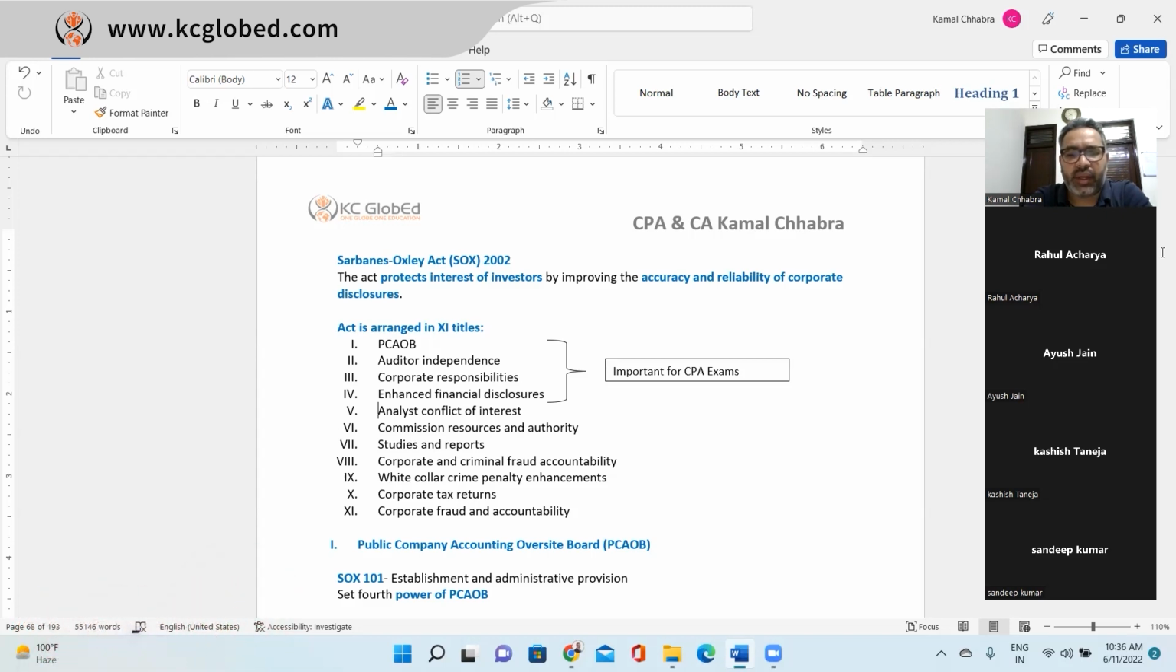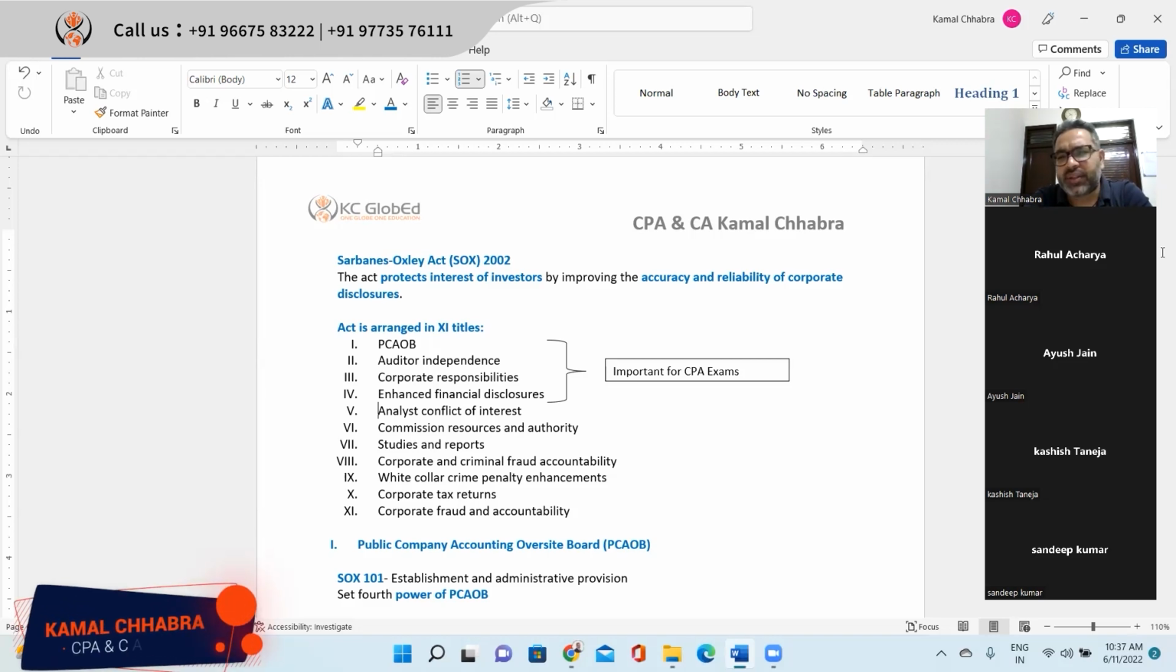And then Title 8 is corporate and criminal fraud accountability. So whenever any officer is found guilty, what penalties and prosecutions apply is laid down in Title 8. Next is white collar crime penalty. Like we were discussing the Enron fraud, or maybe Lehman Brothers, or many other such big scandals. Those scandals are kind of white collar scandals.